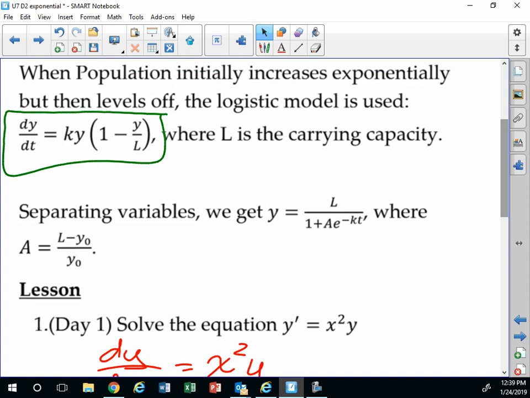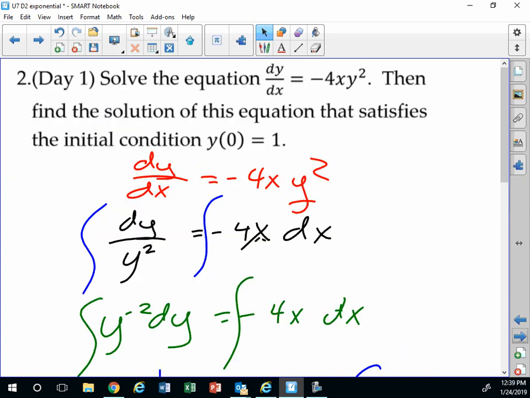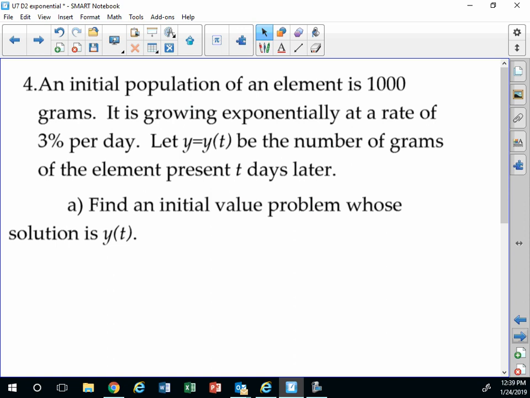We're going to talk about the other one in just a second. Okay, here we go. An initial population. Everybody listening? An initial amount of an element is 1,000 grams. It grows exponentially at a rate of 3% per day. Let y equal y of t, so y is my function. That's what that says. Be the number of grams represented t days later.